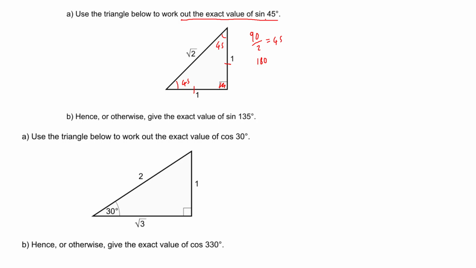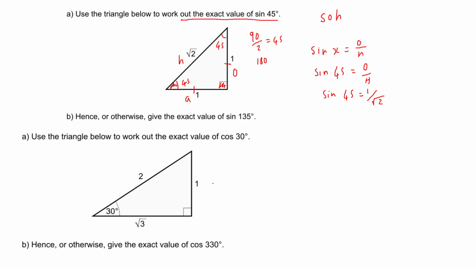It doesn't really matter which one you choose as 45. It says work out the exact value of sine 45. So I'm going to choose this as the angle I'm going to use. So that's the hypotenuse, that's the adjacent, that's the opposite. And you should know that mnemonic. So sine x equals opposite over hypotenuse, and in this instance it's sine 45 equals O over H. Sub those values in, so sine 45 equals 1 over root 2.